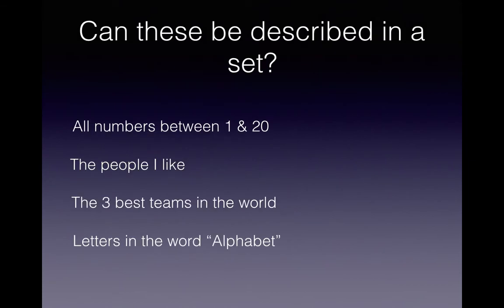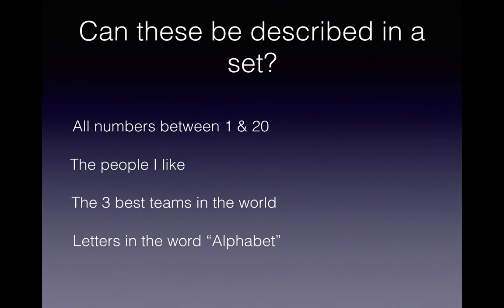Okay, how about these? What about all numbers between 1 and 20? Can it be described or written as a set? The answer is yes, because A, you can list them all, and B, your list and somebody else's list would be the same. So that's true for the first one. The second one, the list of people that I like.